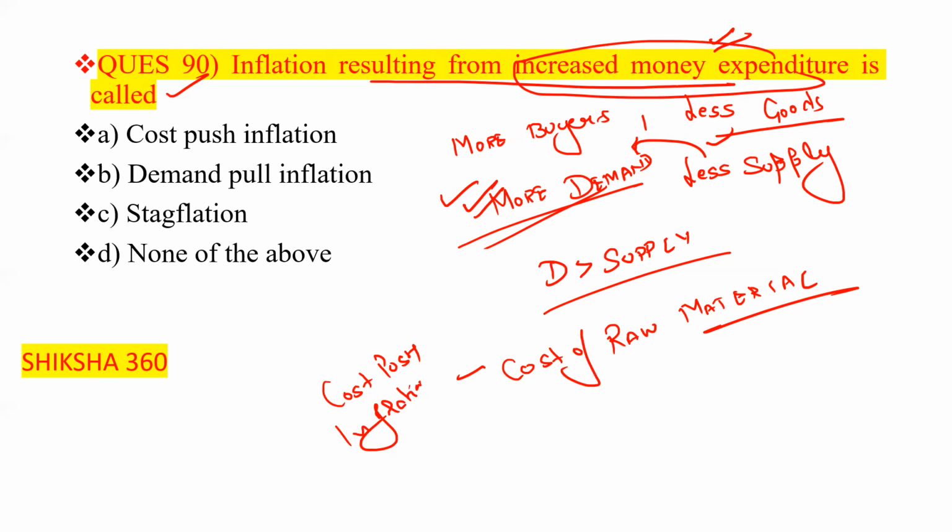Please tell fast, are all of you able to understand what is demand pull inflation? There is more demand with respect to the supply. So option number B is the correct answer. That is demand pull inflation.